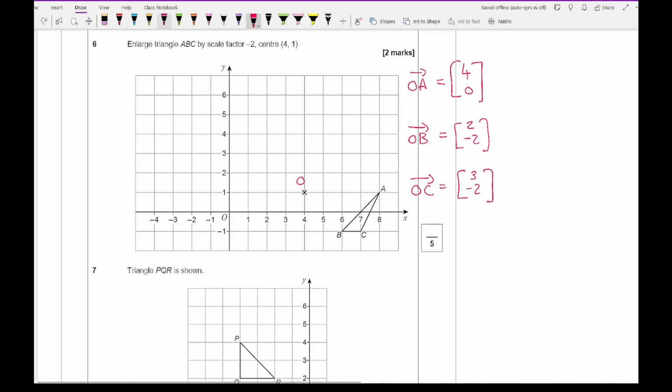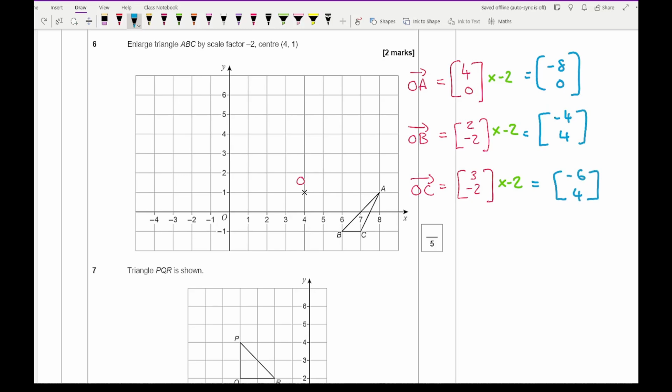Now once I've done that, if I then multiply each of those by the scale factor, and I then work it out, so that's going to be -8, 0. This is going to be -4, +4. And this one's going to be -6, +4. And this is going to be O to A dash, O to B dash, and O to C dash. Then starting with O, let's just use a different colour.